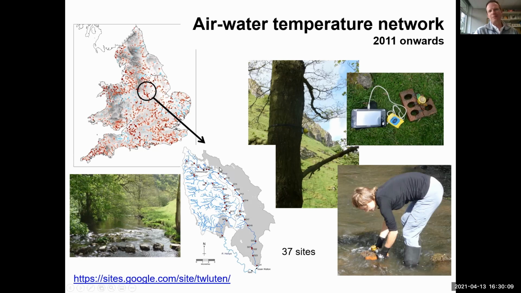But we established what probably at the time was one of the most dense water and air temperature sampling networks in the country, to really understand how and why water temperature is varying within this catchment, and how that might impact the fish and the bugs in the stream and the plants and other things that we care about.